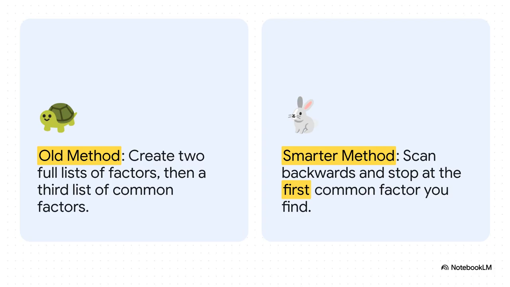I mean, do we really need to build all those lists? And wait a minute, if we're looking for the greatest common factor, why are we starting our search from 1 and counting up? That feels backwards. A slightly smarter recipe would be to start from the smaller of the two numbers and count down. The very first number we find that divides into both m and n, that's it. That's our answer. We can just stop right there.